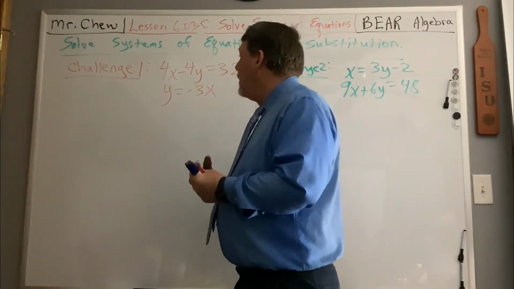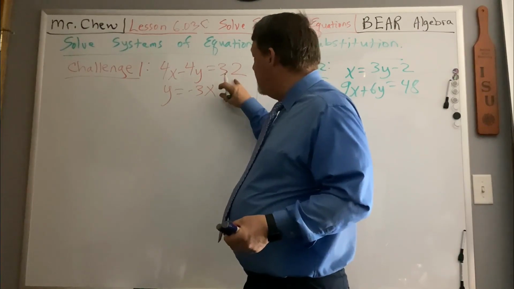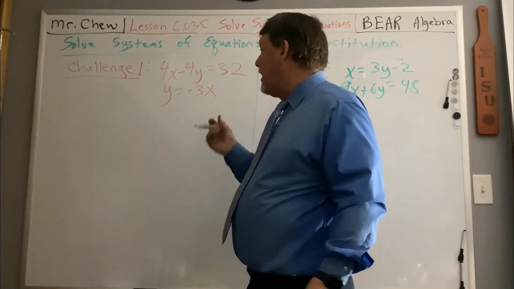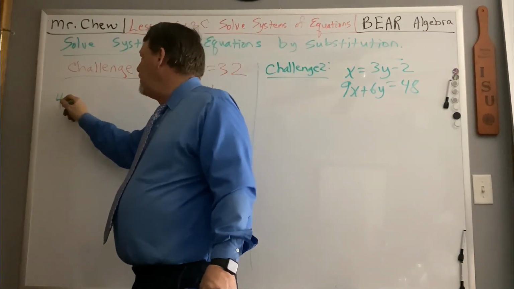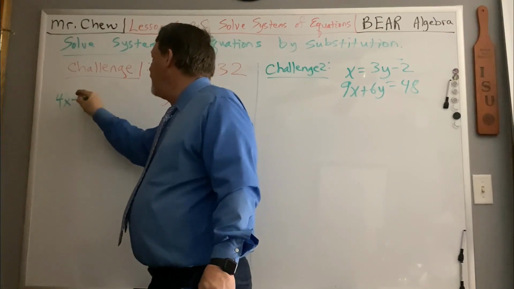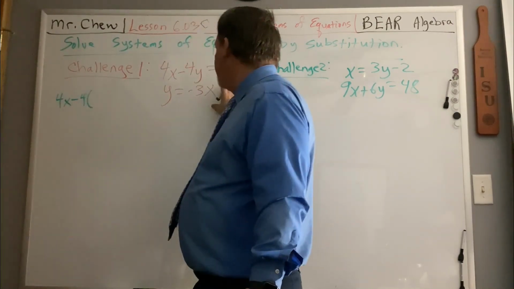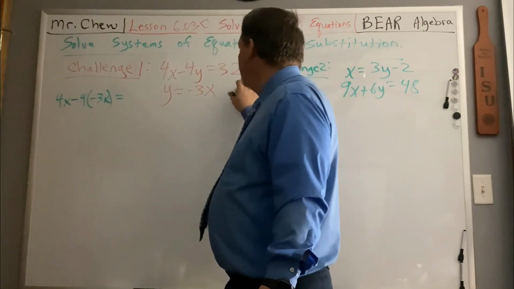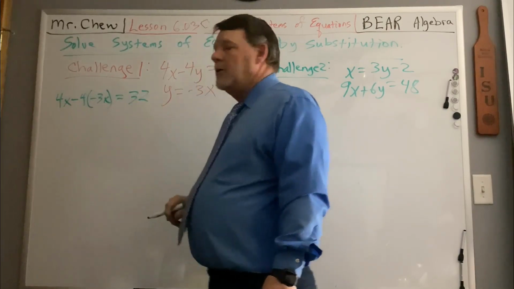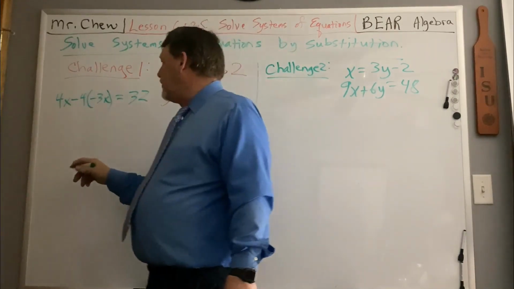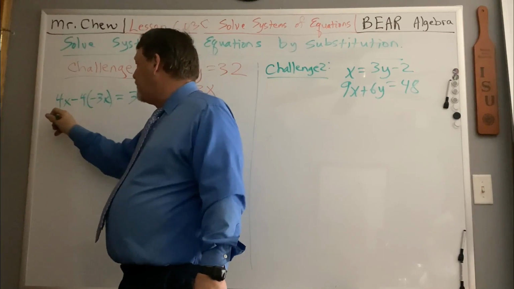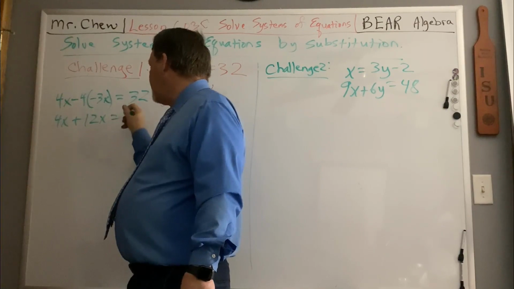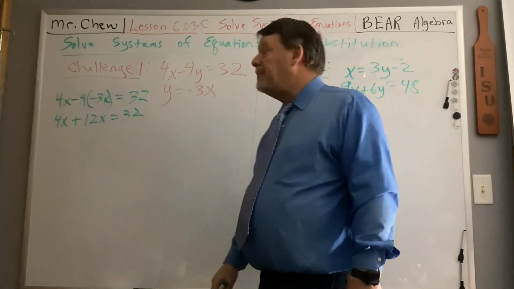So I take this top equation, and instead of writing 4y, I write 4 times parentheses negative 3x. So let's start over here. And I substitute negative 3x here. 32. All right, now I have to simplify 4 times negative 3x, but it's really negative 4 times negative 3x. So that becomes a positive 12x equals 32. Now I have to simplify this equation.